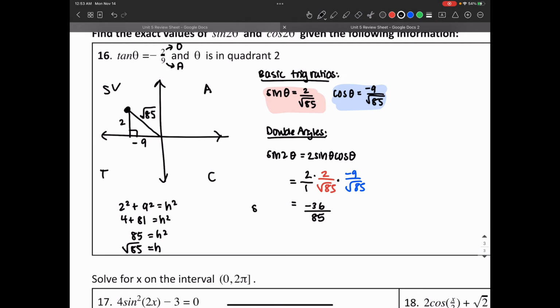the square root of 85, which is 85. And so sine of 2 theta, I'm going to think, is there anything to simplify? 85 divided by 5 is 17. Okay, no, there's nothing that I can simplify there, so that's sine of 2 theta.